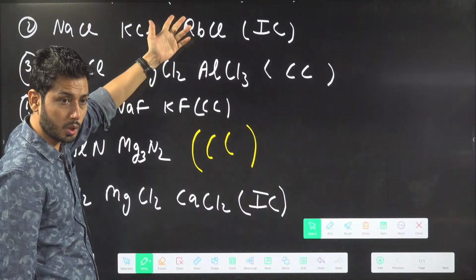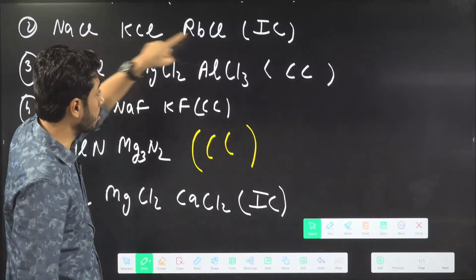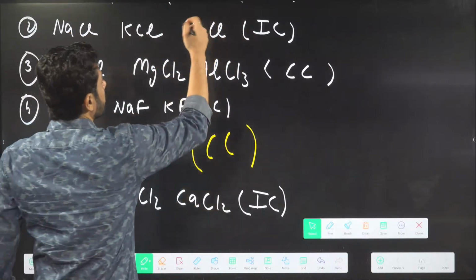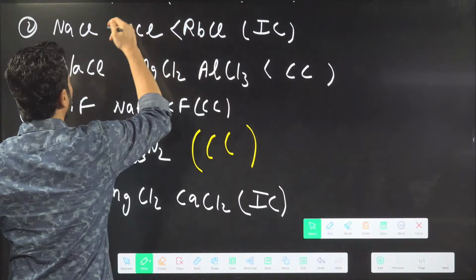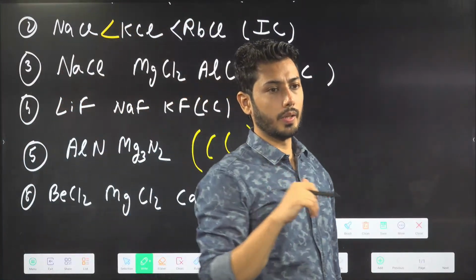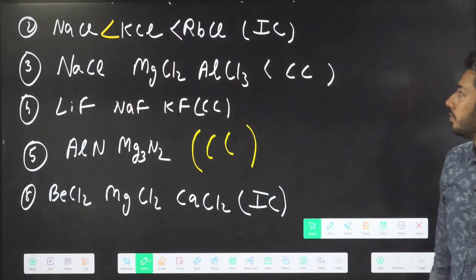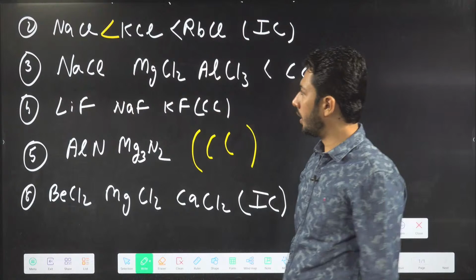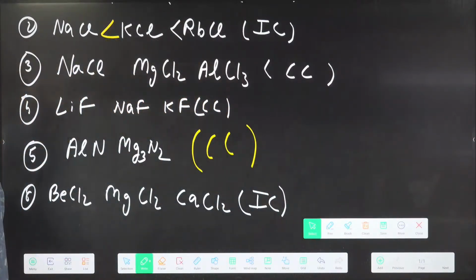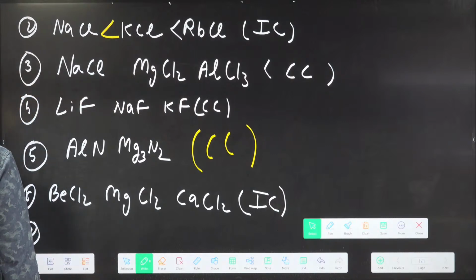So which is most covalent among them? Most covalent character. First one. And question is about which character? Ionic character. Very good. So answer is RbCl, maximum ionic character. Among them NaCl, least ionic character. It is 3, 2, 1 in decreasing order. Then try next two.